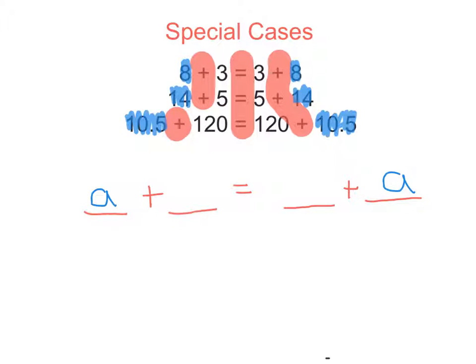Now for the second number, let's take a look at if it remains the same. So I have a 3 here and a 3 there. I have a 5 here and a 5 here. And then I have 120 here and 120 here. So it looks like it does follow that same situation where the second number repeats itself in the equation. So that will become my b. So now I have a plus b equals b plus a.